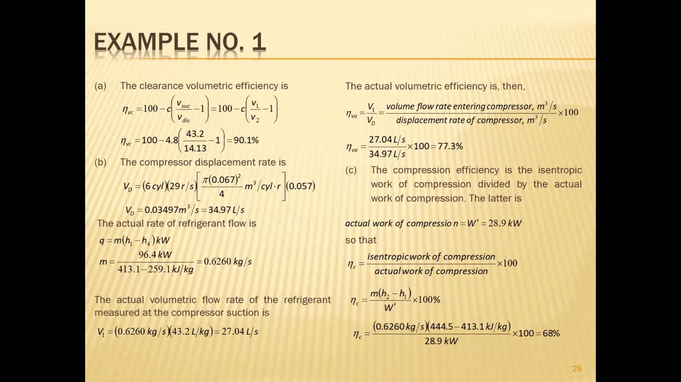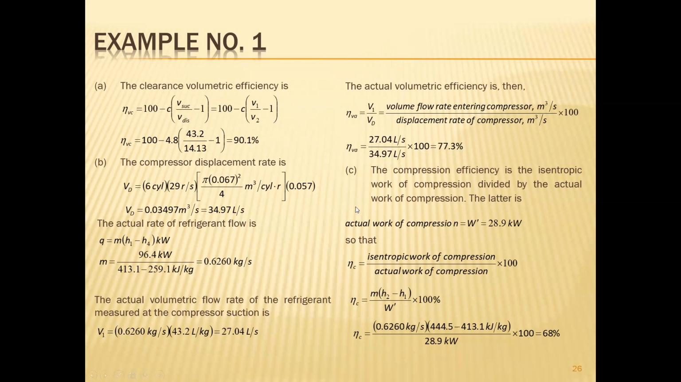Now, the actual volumetric flow rate of the refrigerant measured at the compressor suction is V sub 1, equal to 0.6260 times 43.2, which is 27.04 liters per second. So the actual volumetric efficiency is then η sub V equal to V sub 1 over V sub D, which is the volume flow rate entering the compressor divided by the displacement rate of the compressor, times 100%. That is 27.04 divided by 34.97 times 100%, which is 77.3%.